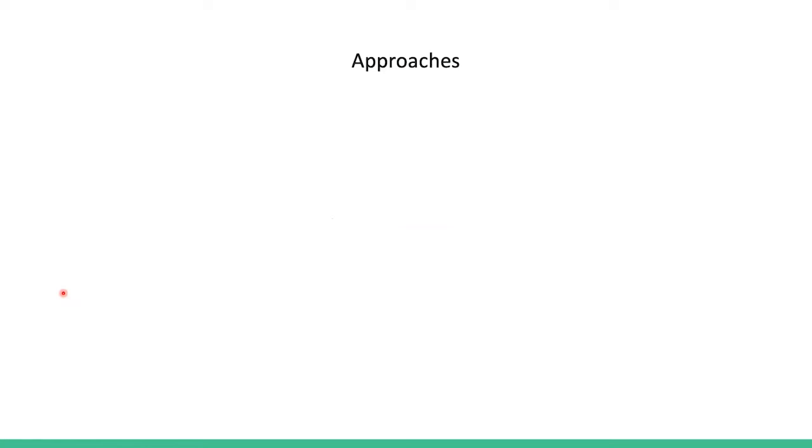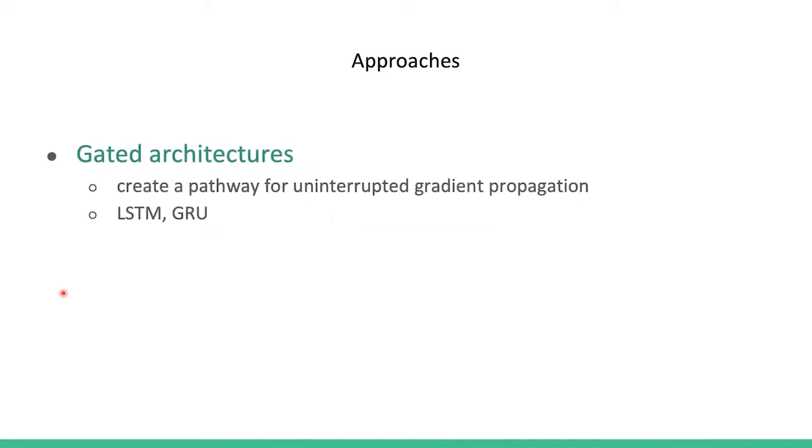Okay, so how to try to solve these types of problems? In practice, in the literature, the most known way is to use gated architectures. What does this mean? It means that we try to solve the problem of instabilities of information propagation architecturally. So we want to create a pathway for uninterrupted gradient propagation. In a sense, we are making the architecture decisively more complex in order to overcome the limitation of the information passing. This is the case of the famous long short-term memory networks and gated recurrent units. These are nowadays supposed to be the state of the art in modeling sequential data.